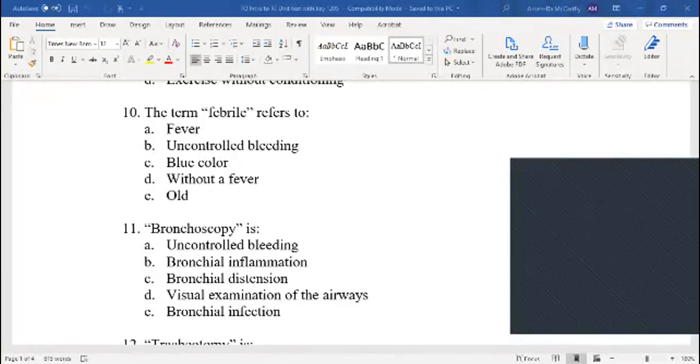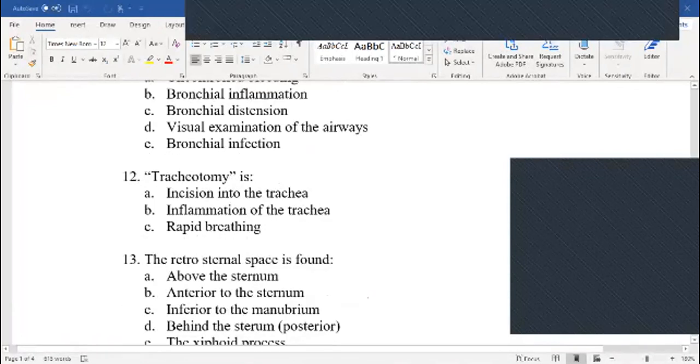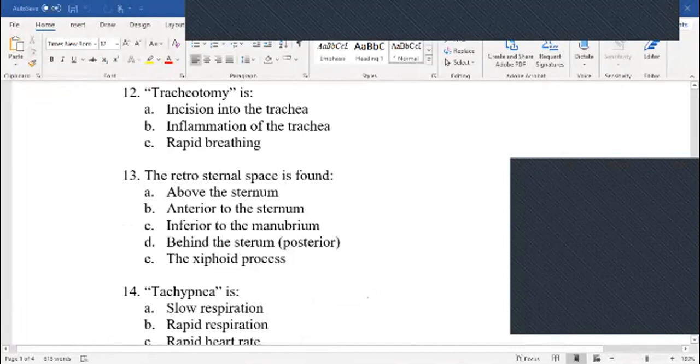All right. Number 11, Kelsey, bronchoscopy. What would that be? Visual examination of the airways. Excellent. Visual examination of the airways. All right, 12, 13, and 14. That would be Courtney, Christian, and Cassidy.